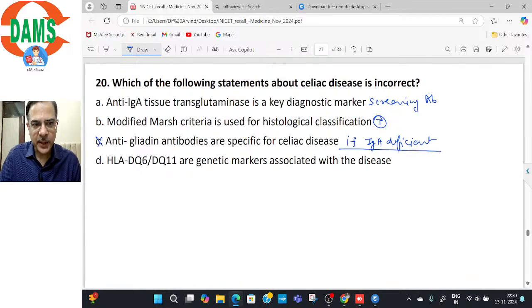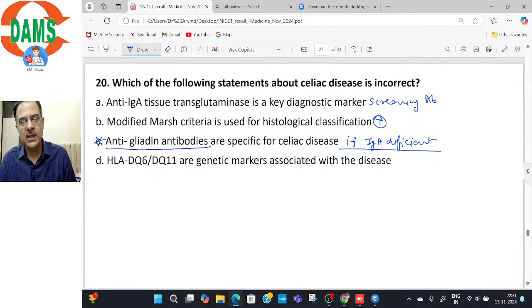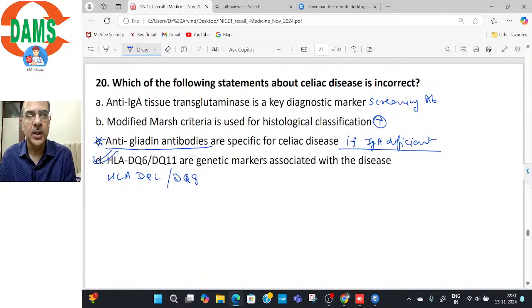Indeed, if some of you have attended the predictor series of INICET, this point was discussed in those questions of celiac sprue. The celiac sprue topic was discussed in the predictor series, and this antibody was also discussed: what is the role of this antibody, especially if the patient is IgA deficient. While the genetic markers are HLA DQ2 and DQ8. These are the genetic markers, so the answer will be option D. So this is the incorrect statement here.